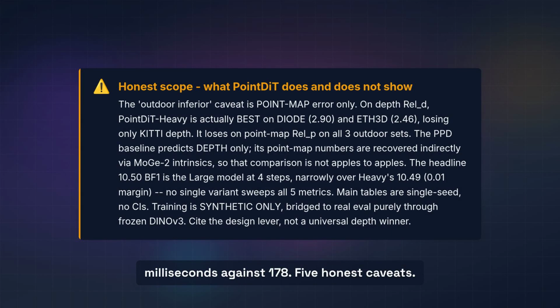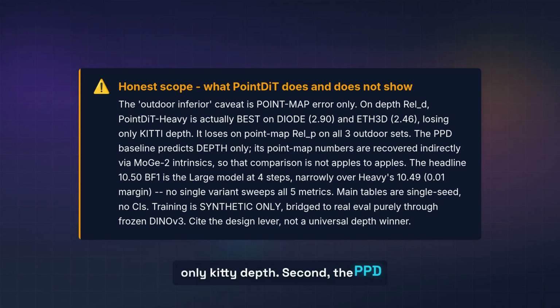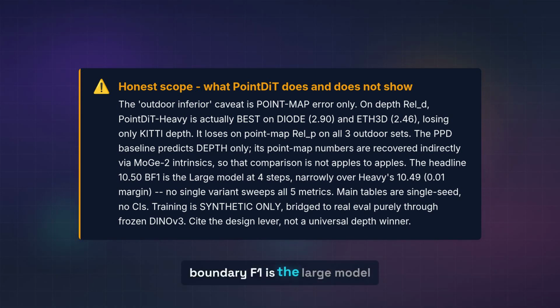5 honest caveats. First, the outdoor inferiority claim is point map error only. On depth, PointDiT-Heavy is actually best on DIODE and ETH3D, losing only KITTI depth. Second, the PPD baseline predicts depth only. Its point map numbers are recovered indirectly, so that comparison is not apples to apples. Third, the headline 10.5 boundary F1 is the large model at 4 steps, narrowly over Heavy at 10.49. No single variant sweeps all 5 metrics.